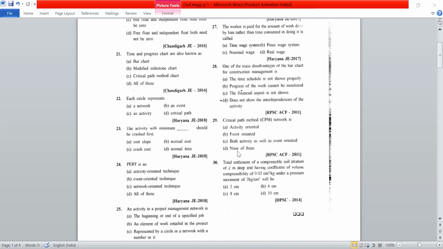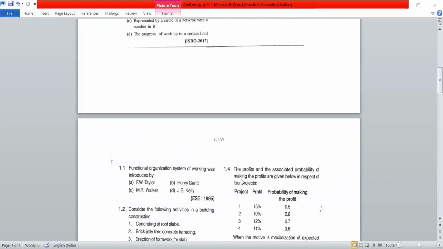Total settlement of a compressible soil stratum of 2 meter deep and having coefficient of volume compressibility 0.02 centimeter square per kg under pressure increment of 2 kg per centimeter square will be, answer is 8 centimeter. The formula is delta H is equal to H mv into delta sigma. So 200 into 0.02 into 2, if you do, you get 8 centimeter.